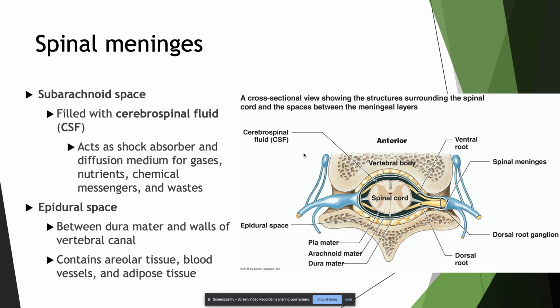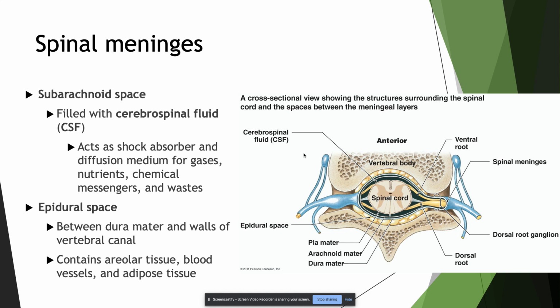So the subarachnoid space contains the arachnoid trabeculae, which is a network of collagen and elastic fiber which attaches the arachnoid mater to the pia mater, and is filled with cerebrospinal fluid, which acts as a shock absorber and a diffusion medium for dissolved gases, nutrients, chemical messengers, and waste products.